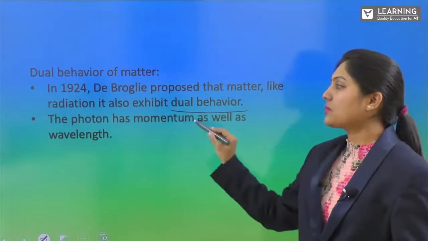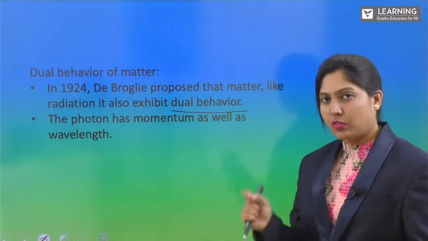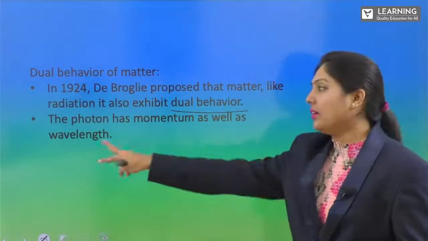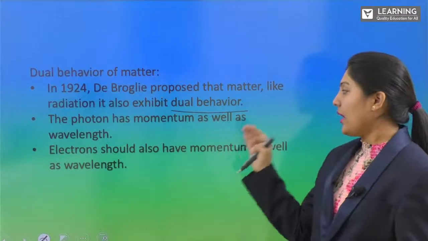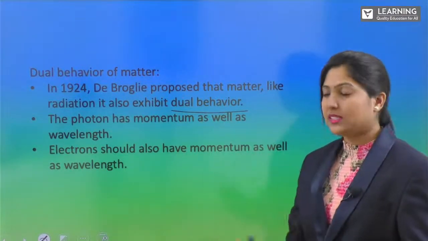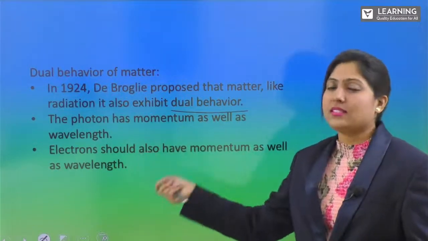The photon has momentum as well as wavelength. As we say, photons are particles which carry energy, and they also have wavelength. Electrons should also have momentum as well as wavelength, because electrons are subatomic particles, and they also exhibit particle nature as well as wave nature.